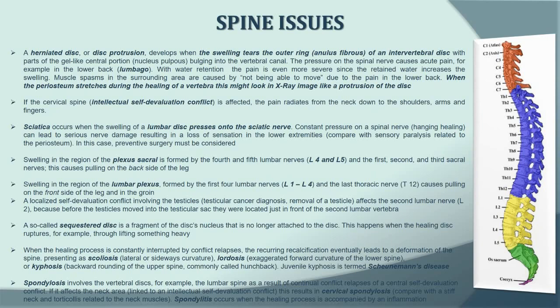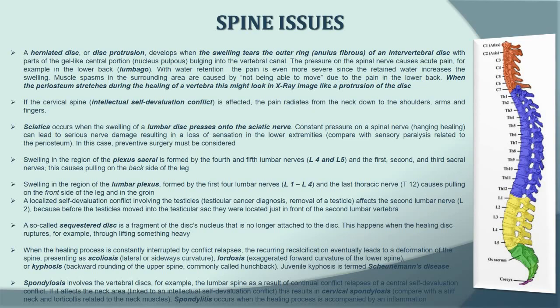Next, let's talk about spine issues. A herniated disc or disc protrusion develops when the swelling tears the outer ring, which is called the annulus fibrosus, of an intervertebral disc, with parts of the gel-like central portion, which is called the nucleus pulposus, bulging into the vertebral canal. The pressure on the spinal nerve causes acute pain, for example in the lower back, your lumbago, and with water retention the pain becomes even more severe since the retained water increases the swelling. Muscle spasms in the surrounding area are also caused by not being able to move due to the pain in the lower back. And when the periosteum stretches during the healing of a vertebra, this might look in an X-ray image like a protrusion of the disc.